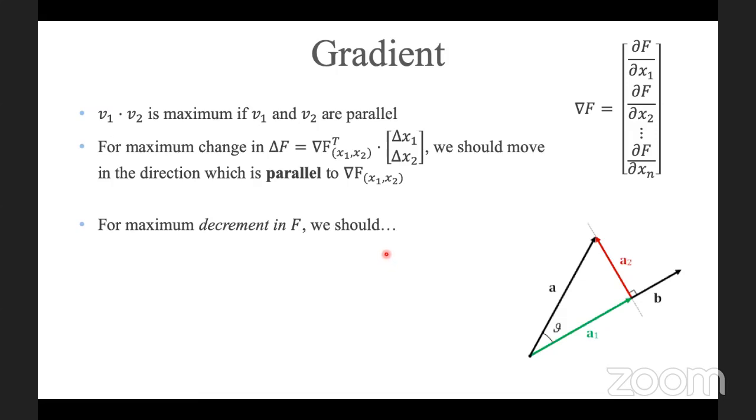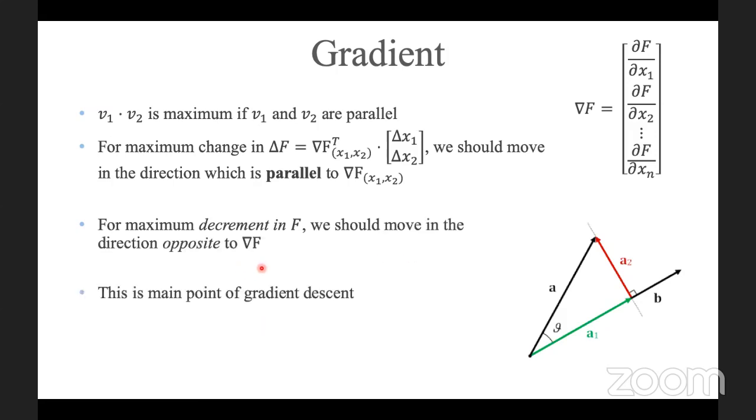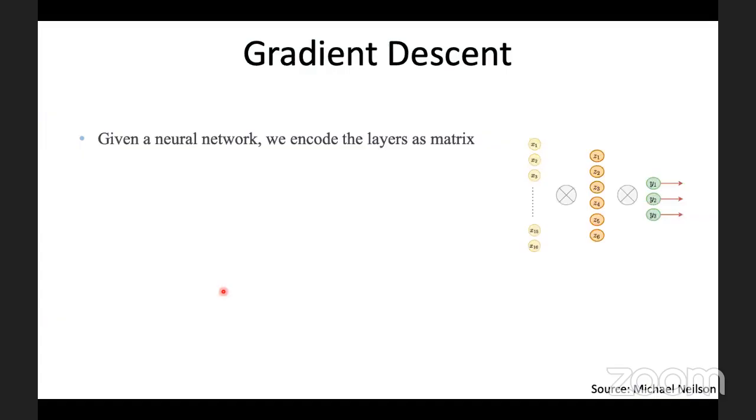We should move directly opposite to the gradient, right? Exactly. So we should move in the direction opposite to nabla f, that is the gradient, at that particular point, and that is what gradient descent is. That's the main point of descent. You calculate the gradient and then you move in the opposite direction to nabla f, and you will do it iteratively. We'll see this in detail just after this.